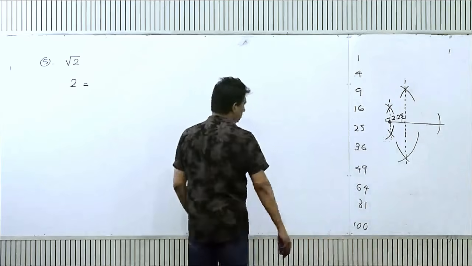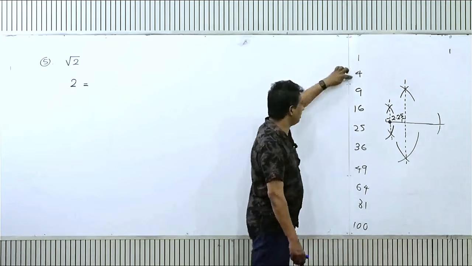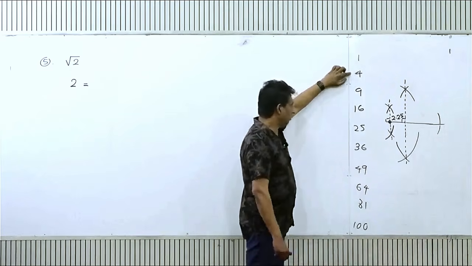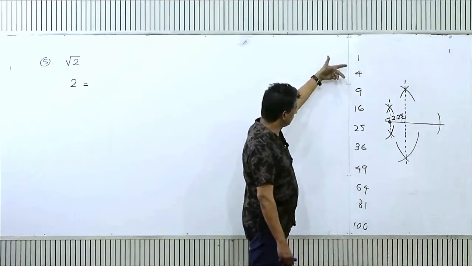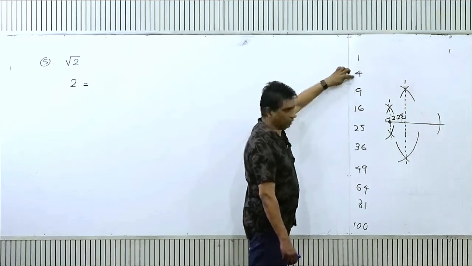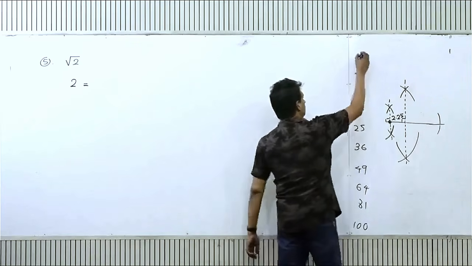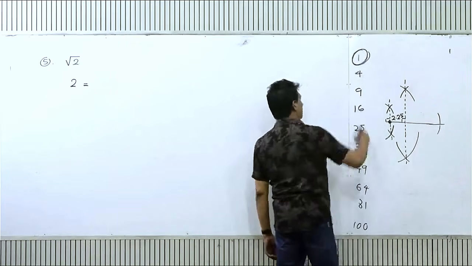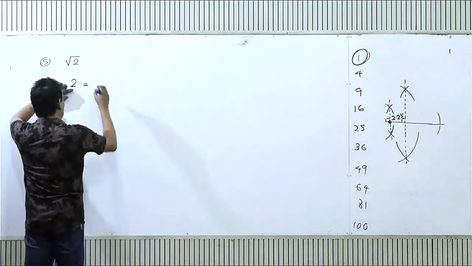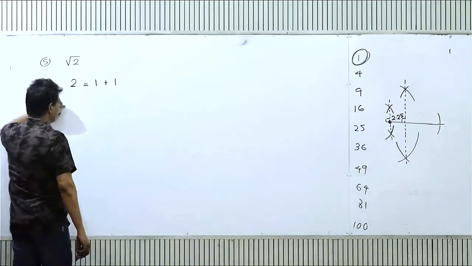This is 2, no? By addition we can't take 2 because these are small numbers. If we add these 2, that is 5, no? By subtracting we can't take 2. 4 minus 1 means 3. Here 9 minus 4 means 5. We can use this number again and again. Now this is 1. We can write 2 as 1 plus 1. Is it clear? 1 plus 1.